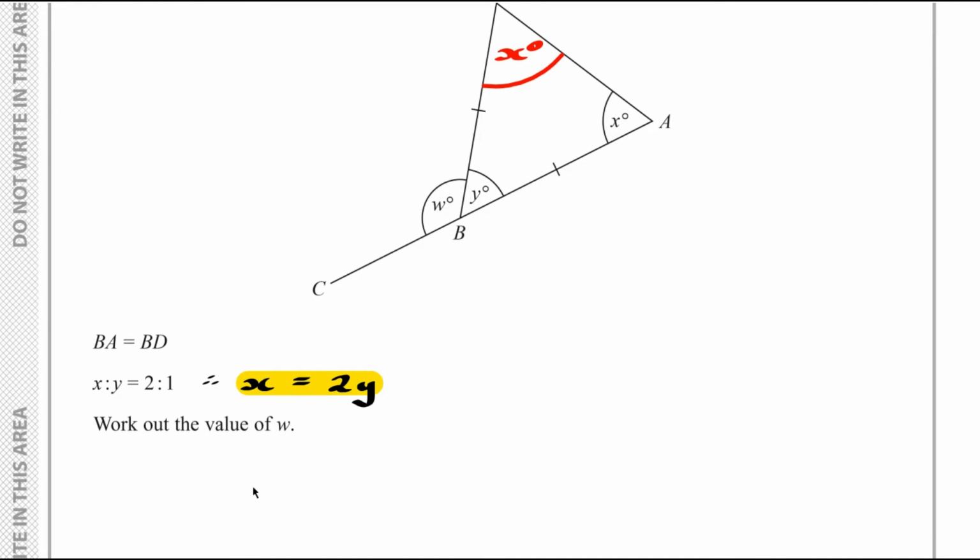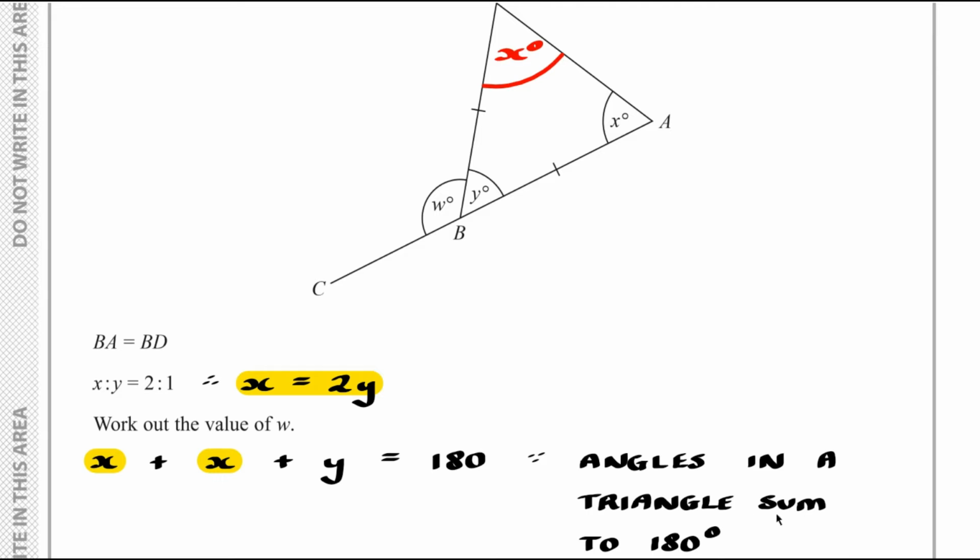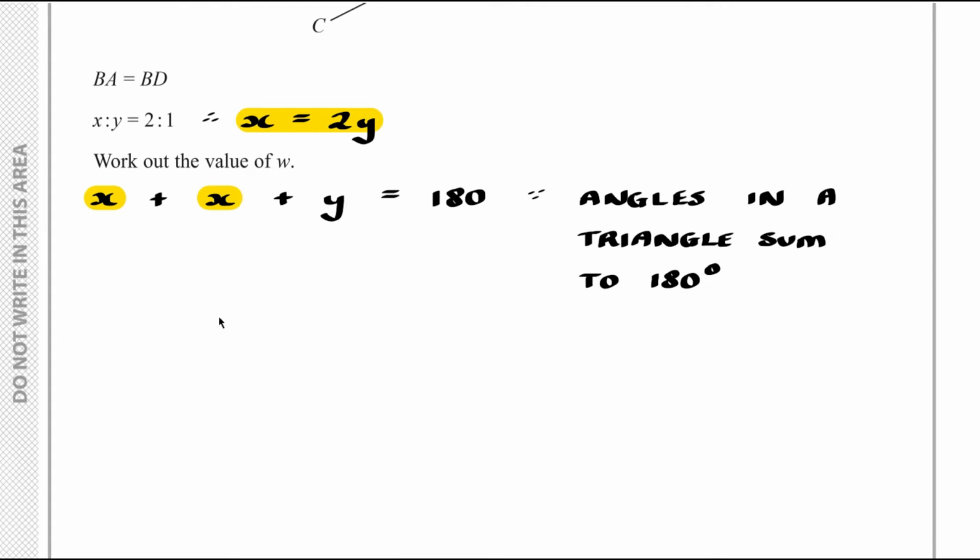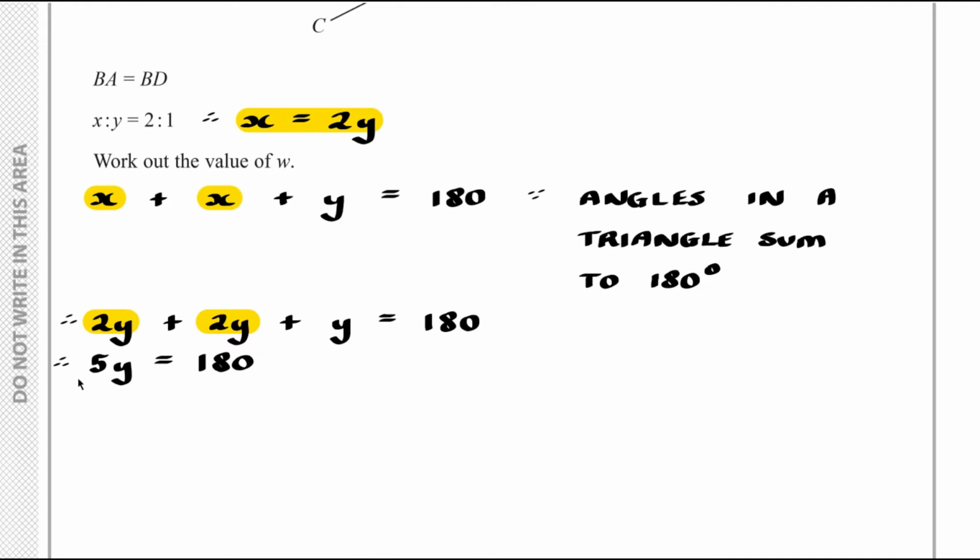Now the first thing is we can find the sum of the angles in the triangle. We've got x plus x plus y, which is equal to 180, and that's because angles in a triangle sum to 180. And knowing that x is equal to 2y, we replace the x with 2y. So we have 2y plus y equals 180. So we have 5y equals 180, which means y is equal to 36.